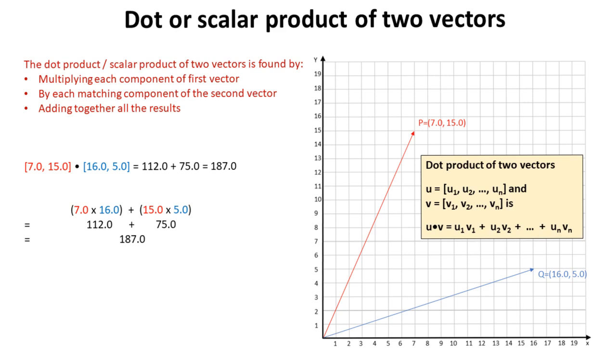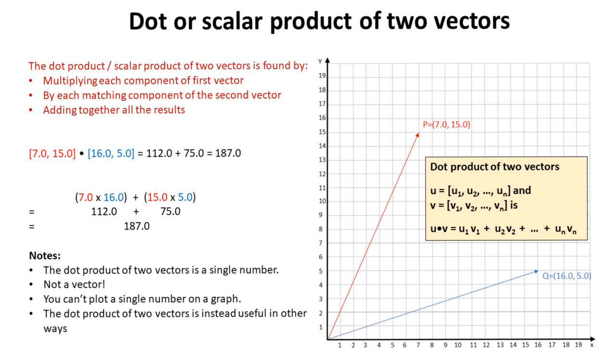Now, a common mistake that candidates often make here is they think that the dot or scalar product of two vectors should be able to be plotted somewhere on this graph. Of course, this is nonsense because the dot product of two vectors is a single number. It is not a vector. You can't plot a single number on a graph. So what's the purpose of it? Well, in our final video, you're going to see how the dot product of two vectors is instead useful in other ways.